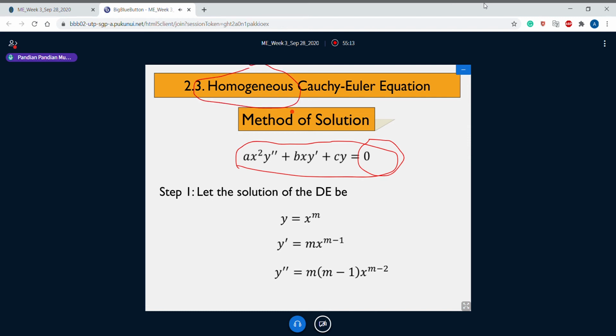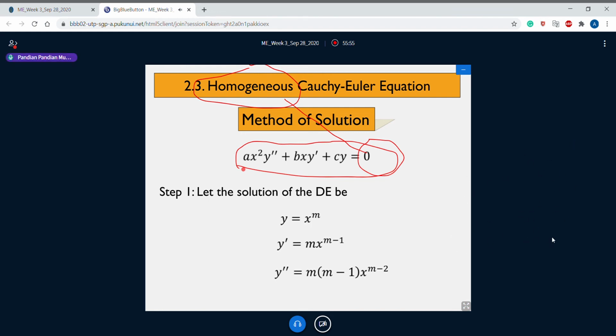So homogeneous meaning your g(x) is 0, so we don't consider the g(x). The homogeneous Cauchy-Euler equation must take this form. The format of the equation is ax squared y double dash, but we do not know the a, b and c. That is okay. Later on we will give the values and show you in the example. But at the moment, we are solving the problem, the method to solve the problem.